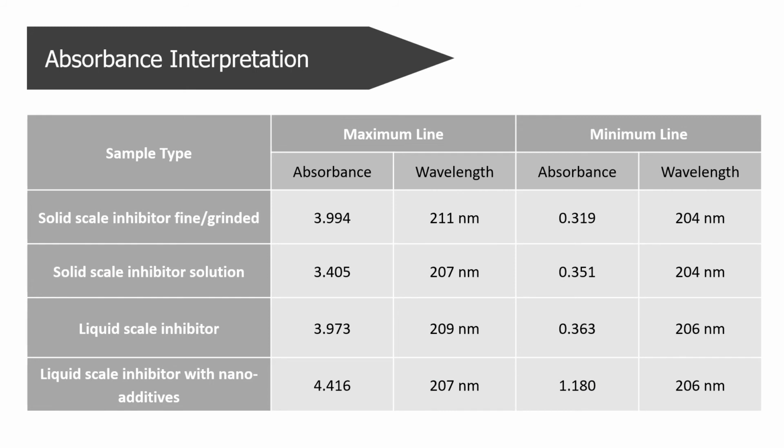Based on the data analysis from the UV visible spectrophotometer for all of the 4 samples, the significant data has been tabulated in the table shown here. And from this table, we can conclude that the liquid scale inhibitor with multi-wall carbon nanotube, which is the nano additive, is the most effective. This can be certified from the maximum line and the minimum line of the sample, and also from the distribution of the graph.